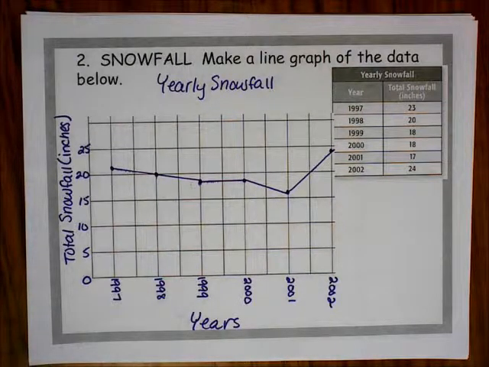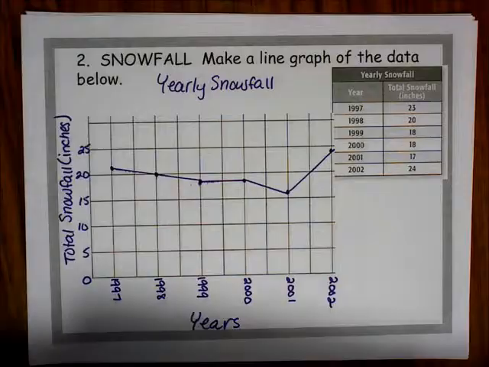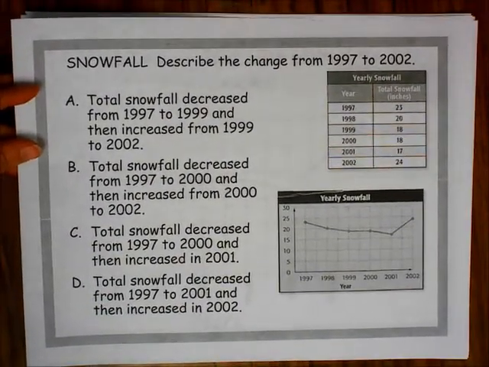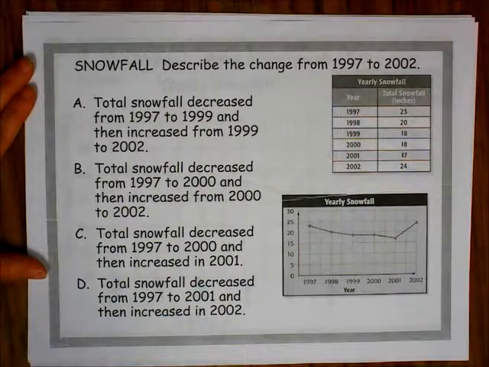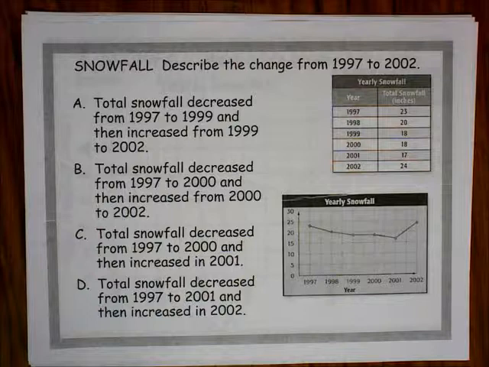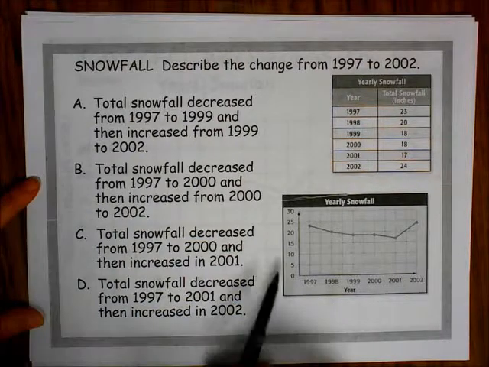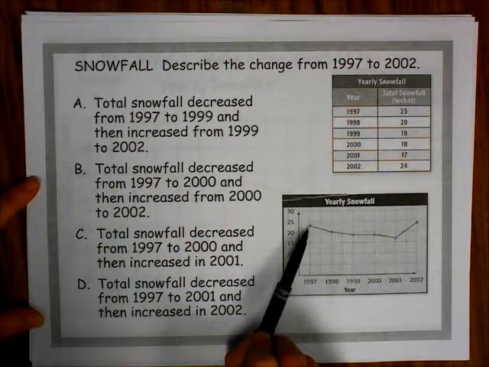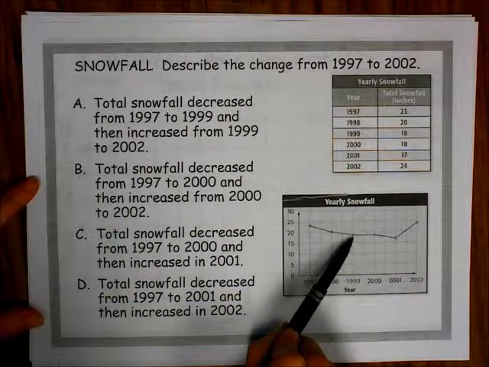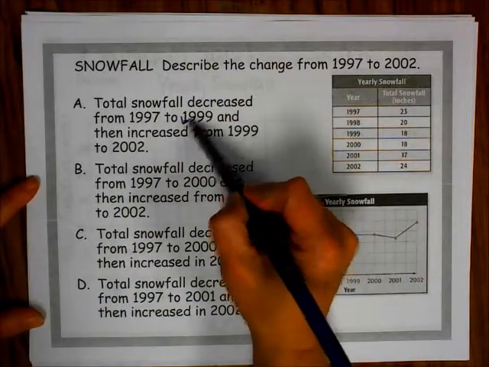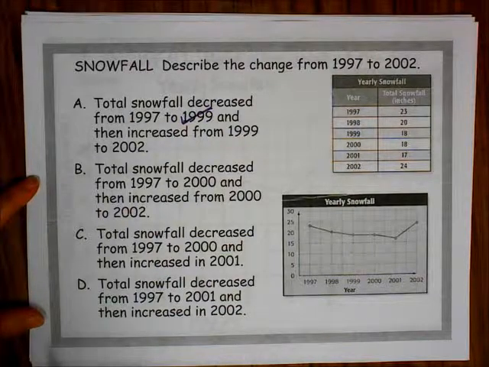Now let's use our graph to answer a multiple choice question. It says, describe the change from 1997 to 2002. So let's look at our answer choices. A says total snowfall decreased from 1997 to 1999. So let's start by checking that. So I'm going to look at 97 to 99. I notice it did decrease because it went down. So I'm going to put a check on that because that's true.